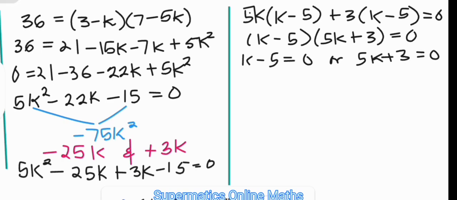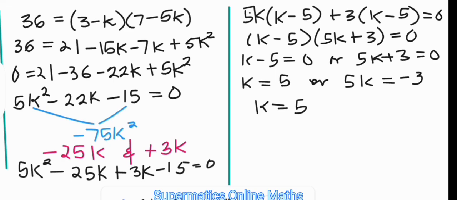And by the zero product property, k minus 5 is either 0 or 5k plus 3 is equal to 0. Then solving each of them for k, we have that k is equal to 5 when we add 5 to both sides, or 5k is equal to negative 3. So k is either 5 or k is just negative 3 over 5. These are the two possible values for k.